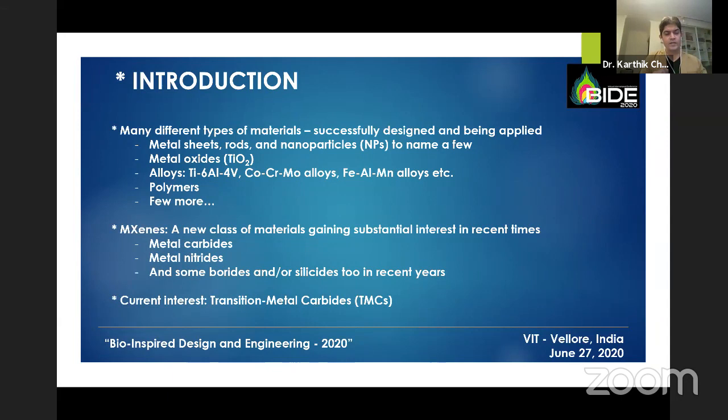One of the newer classes of materials that have gained substantial interest, especially in the last few years, is what we would call MXenes. There are many papers available in the last 1.5 or 2 decades, but especially in the last 4 or 5 years, at least from what I have gone through, there has been substantial interest in this kind of materials. MXenes generally refer to metal carbides with a particular binder, and depending on the application, some amount of metal nitrides. And people are now trying to look at possibly some borides and metal silicides too in recent years. So the current topic of interest and the sample of my interest is transition metal carbides.